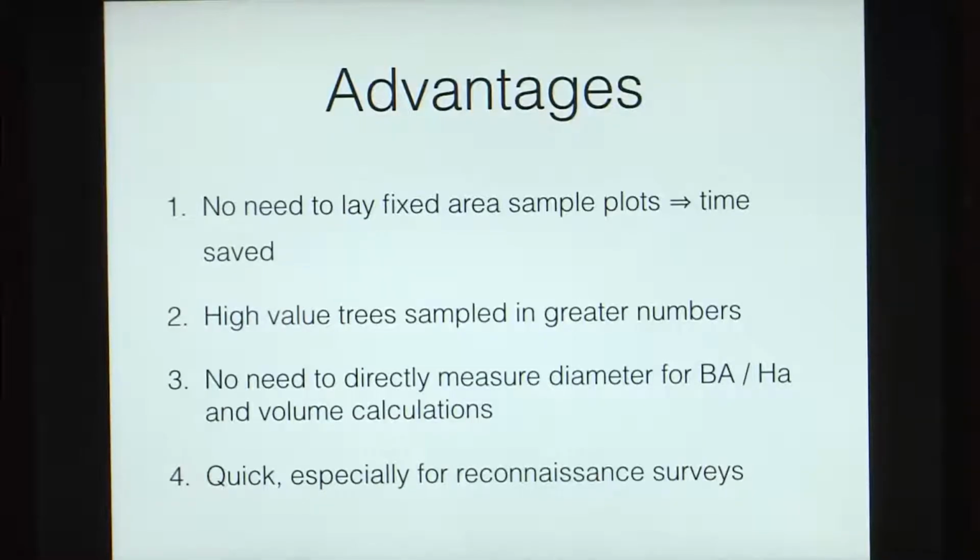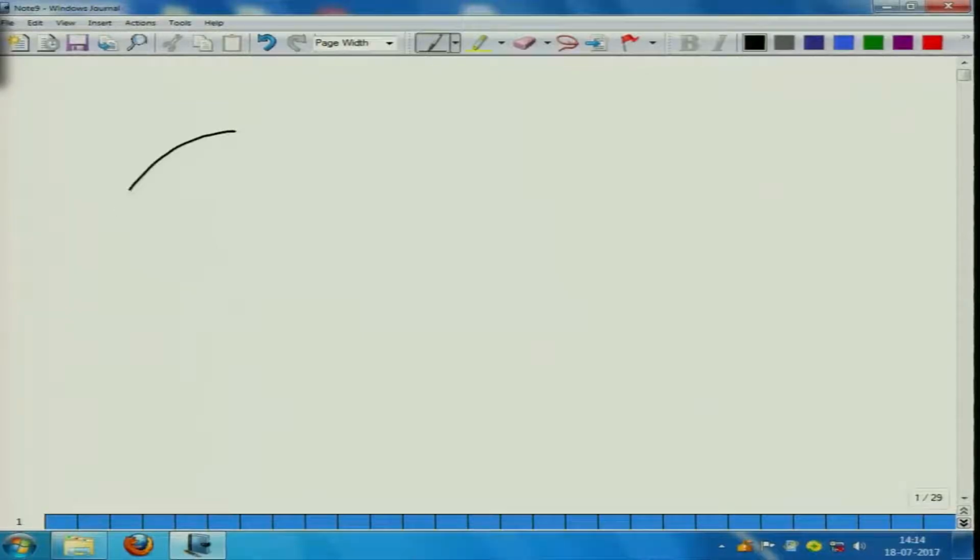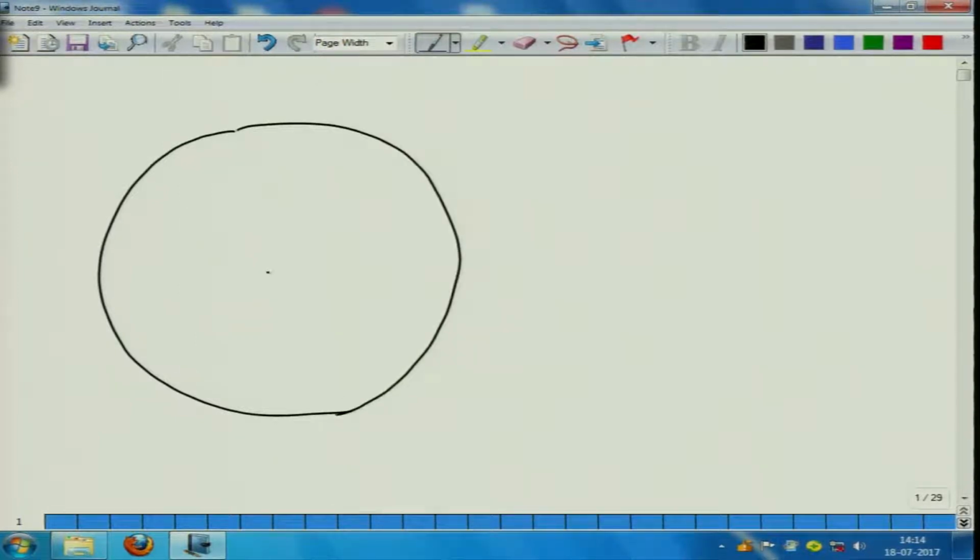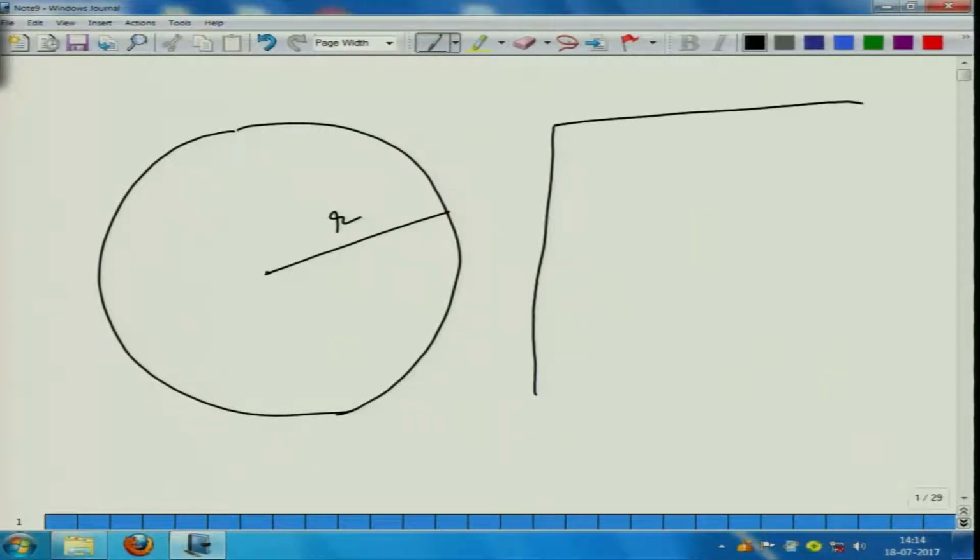So, here are the advantages of point sampling. One, there is no need to lay fixed area sample plots, so you save a lot of time. Fixed area sample plots are those sample plots whose area has already been determined by you. When we talk about fixed area sample plots, they can be of two ways. You can take a circular sample plot of radius r, or you can take a square shaped sample plot whose side is a.